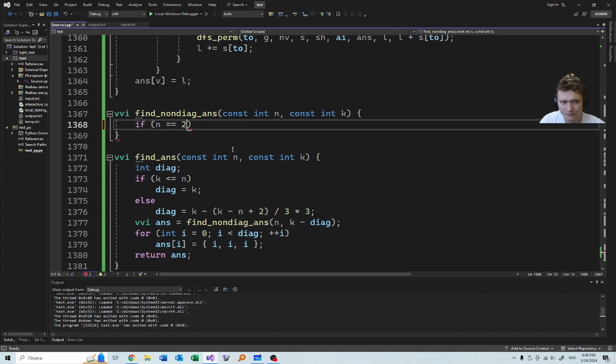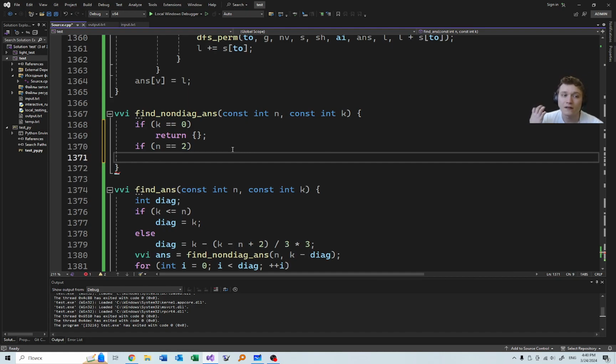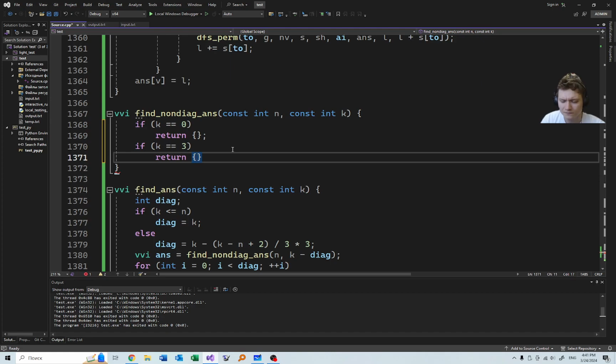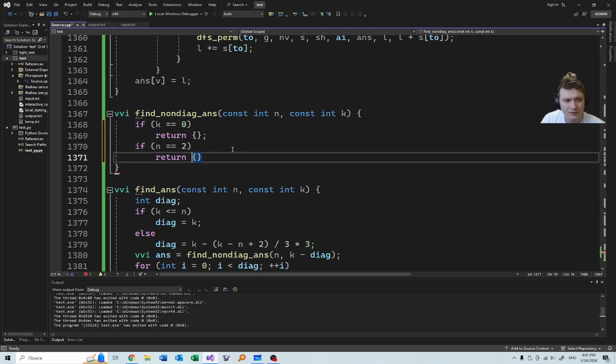If n equals 2, okay, if k equals 0, we can return nothing. If n equals 2, so we know that k is divisible by 3, so definitely k is just 3. And we can return, actually, not even if n equals 2, but if k equals 3, we can return, no, if n equals 2, we can return 1 2 2, 1 2 2 2 1. Okay, actually, one less.